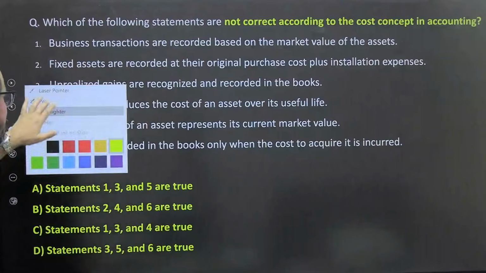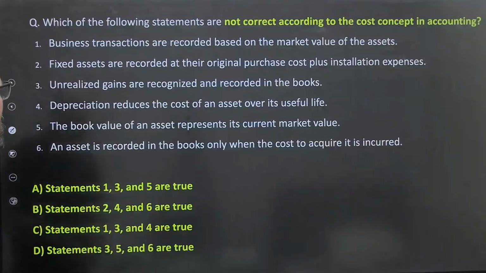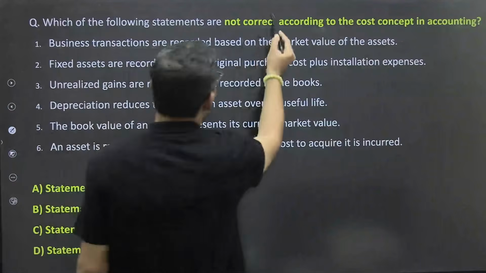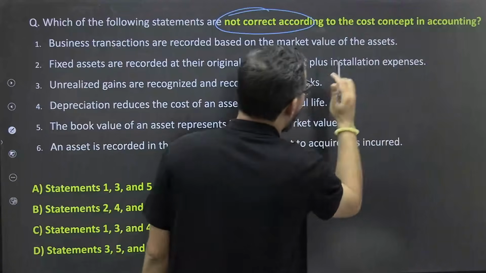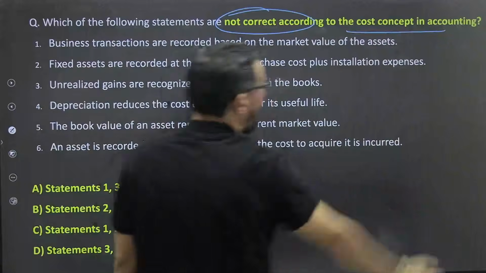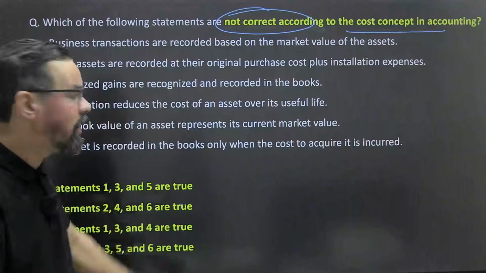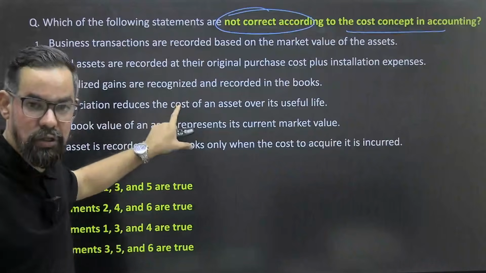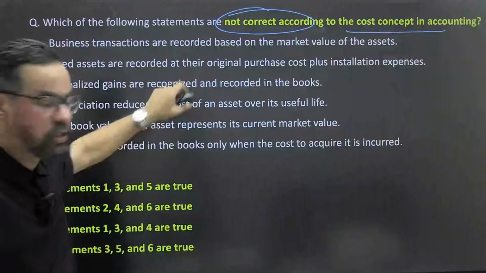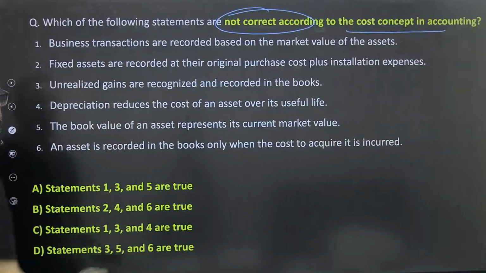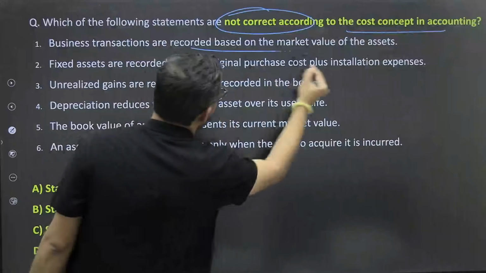So now very first question for 2 marks. Which of the following statement is incorrect regarding the cost concept of accounting? So one concept that get, and these are the feature of cost concept, and you have to find out the right concept, right? So incorrect concept. So you have to eliminate the right one. So business transaction are recorded based on market value?